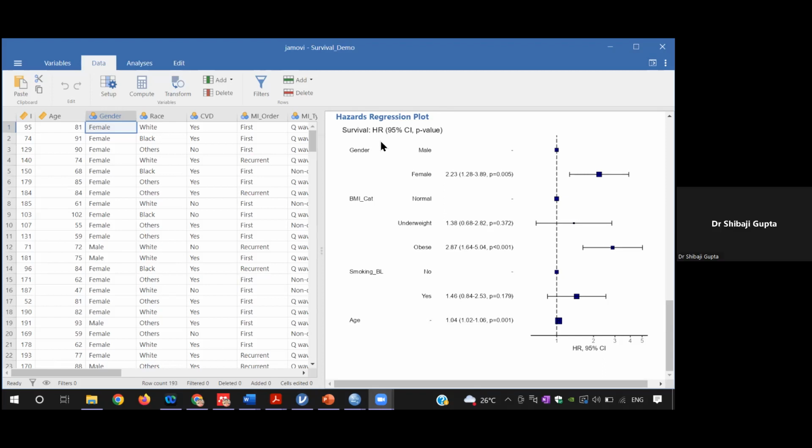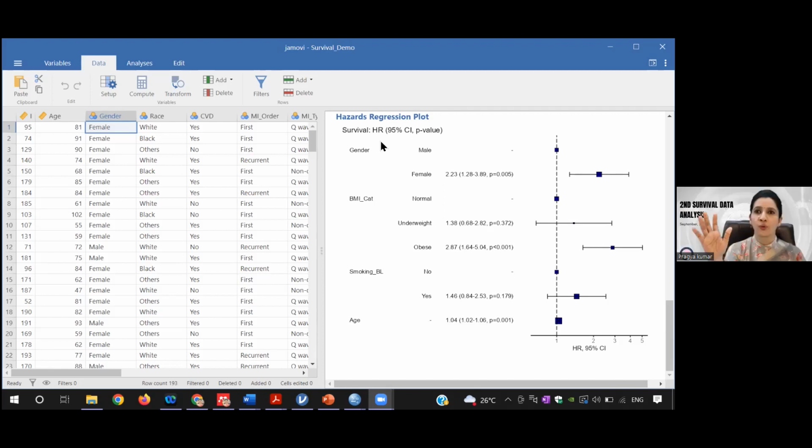Is there something like R square over here? No, there is no option of R square here. And can you explain adjusted survival curve?